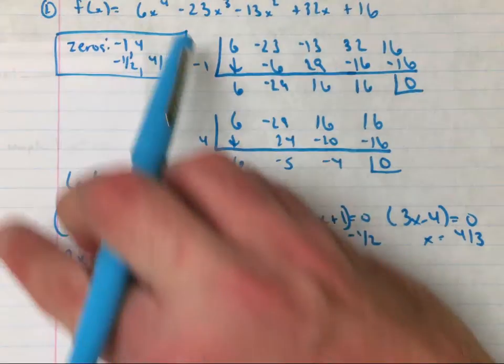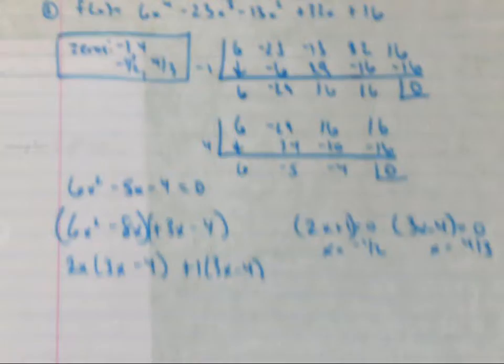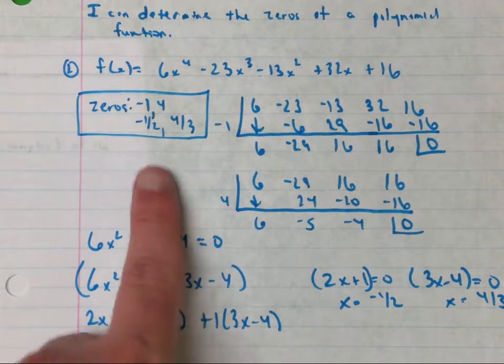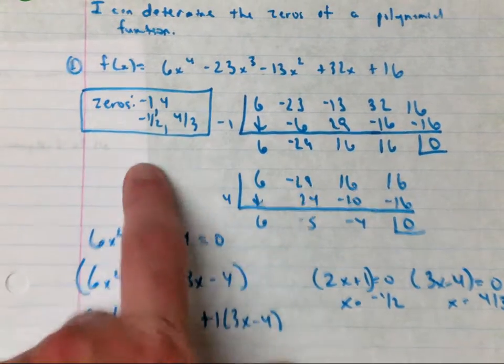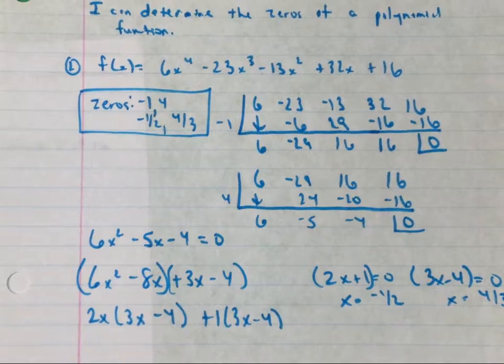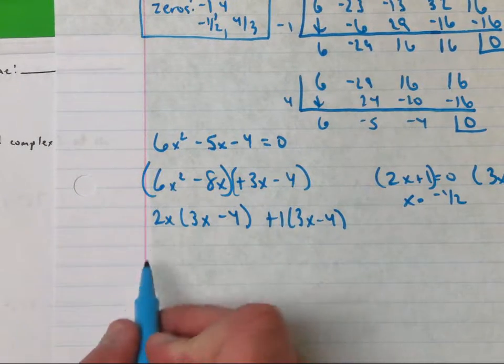I could have up to 4 zeros because the fundamental theorem of algebra states that, and I had indeed had 4. These are my 4. That is where it crosses the x-axis. These are the zeros. Okay, let's look at another one.